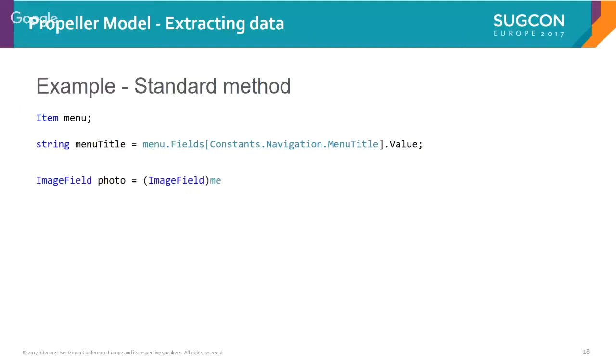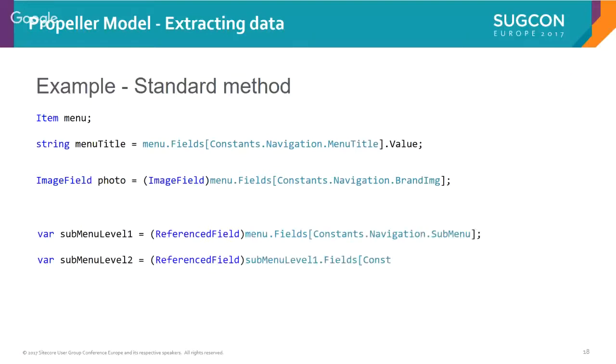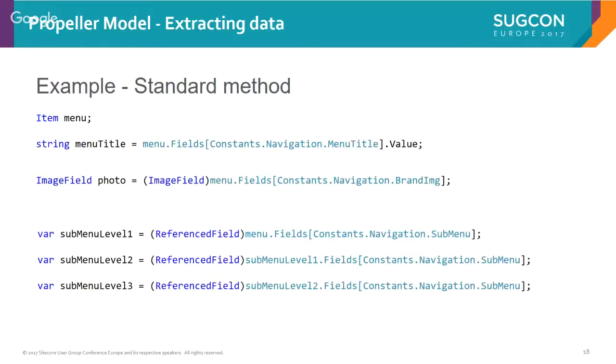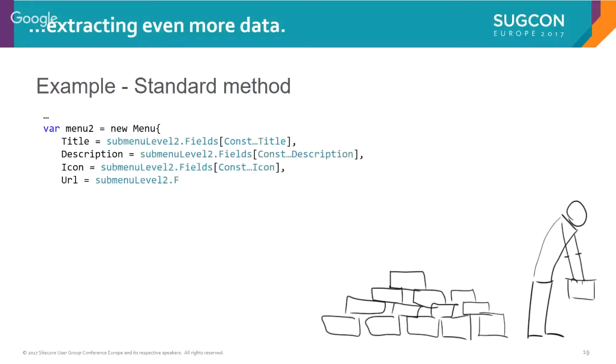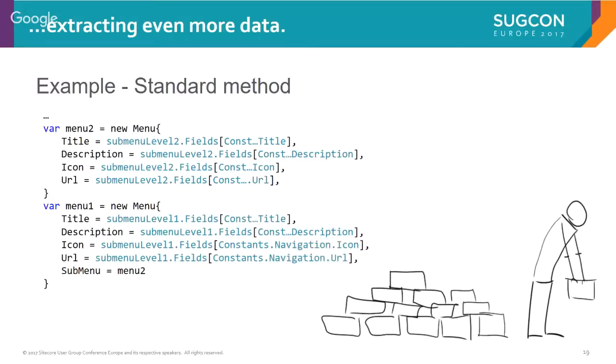That's no problem. If we wanted to get an image out, the brand image out of the menu item, we can cast it to an image field. And if we wanted to go deeper into the menu structure, we can pull out each sub-menu item by casting it to a reference field. But unfortunately, the work is not done there. We have to then pull out all the data from these items and copy them over to our model. There's a lot of work that you have to do, continue to do all the time.